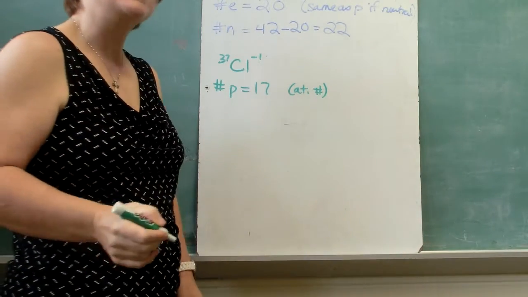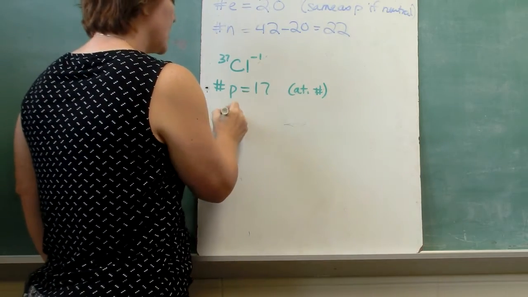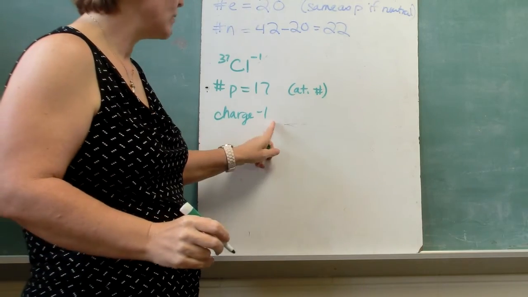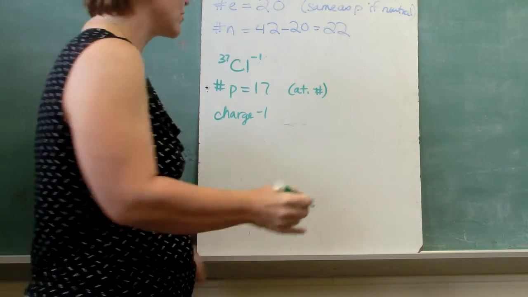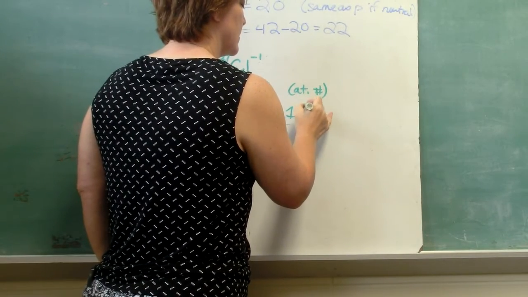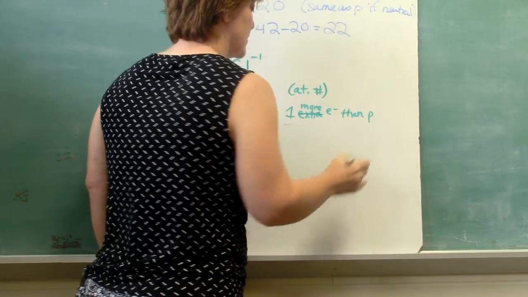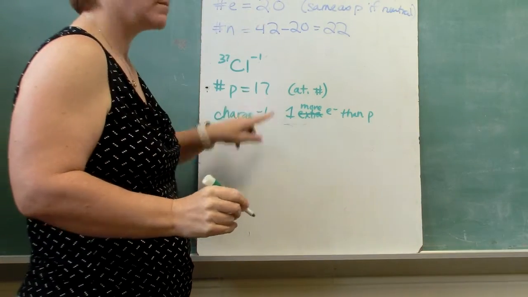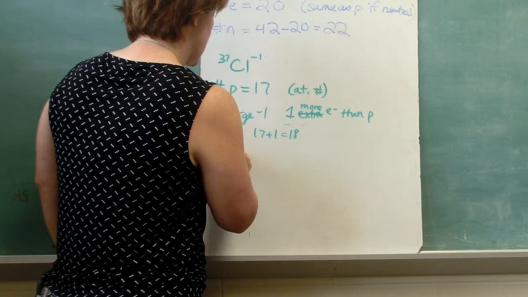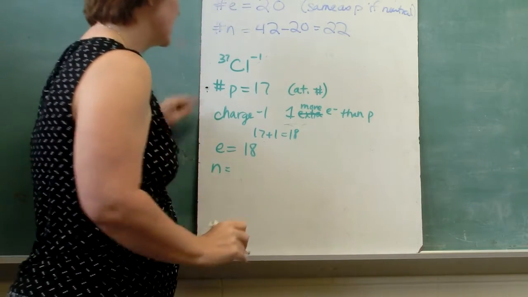My number of electrons is not going to be equal. This is a charged species. So my charge is -1, which means it has more electrons, one more electron, because electrons have the negative charge. So it has one extra electron than protons. I know I have 17 protons, so 17 plus 1 is 18, and the electrons is equal to 18.